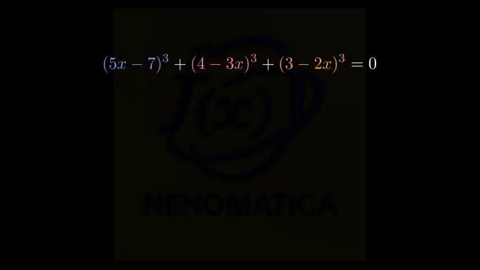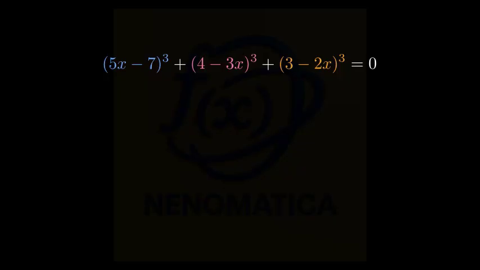We are given the sum of 3 cubes equals 0. The expression is (5x minus 7) cubed plus (4 minus 3x) cubed plus (3 minus 2x) cubed equals 0.